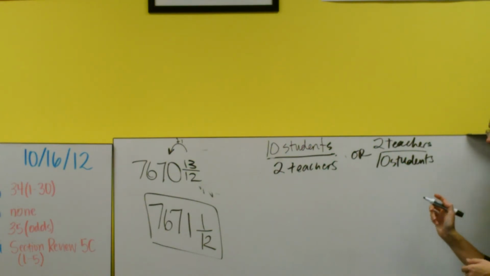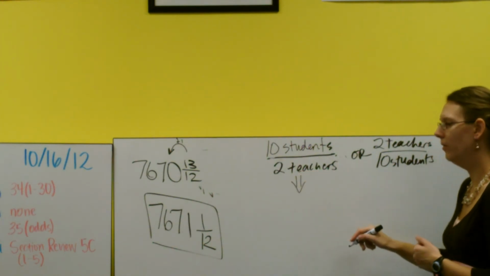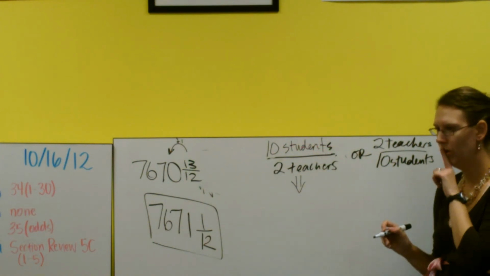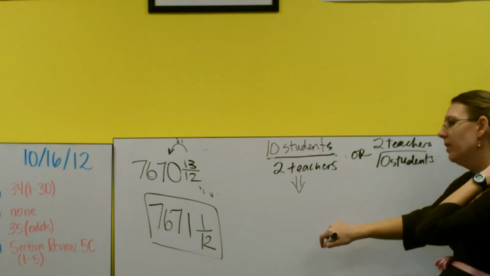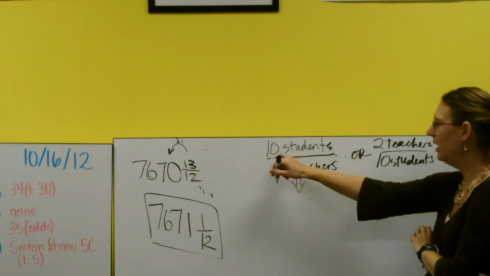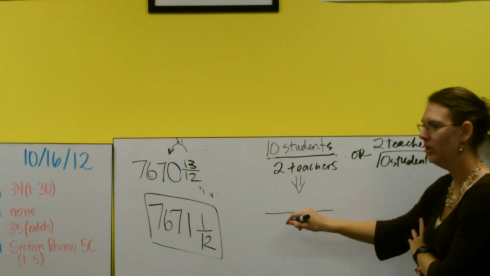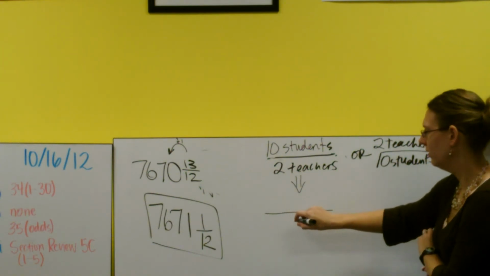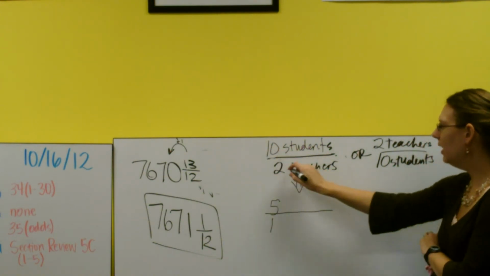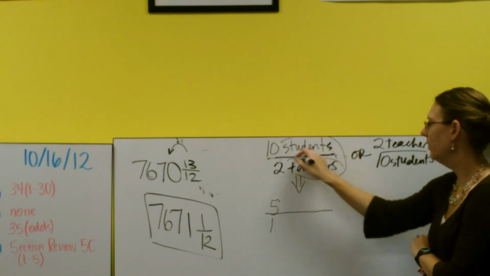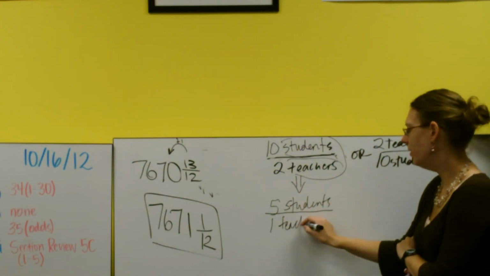So Jamaica, tell us again. 10 students per 2 teachers could be simplified to, careful, 10 students would become, you were in the right direction, stick with it. Just think about it. If you have 10 over 2, that would simplify to what? Like you just said, say it again. 10 over 2. 5 over 1. We still have to keep our units here. Okay, so 5 students per 1 teacher.